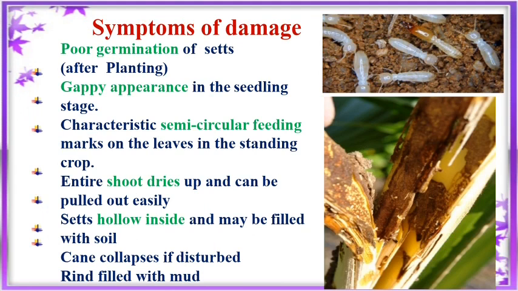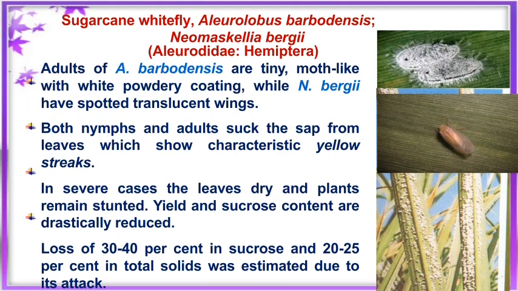The characteristic semicircular feeding marks on the leaves in the standing crop, we can see in the infested field due to the termites feeding. The entire shoot dries up and can be pulled out easily. Then the setts are hollow inside and may be filled with soil. This is the characteristic symptom of the feeding of the termites. Then the canes can collapse if disturbed, filled with mud, or we can say soil. These are the different symptoms produced by the feeding of the termites.